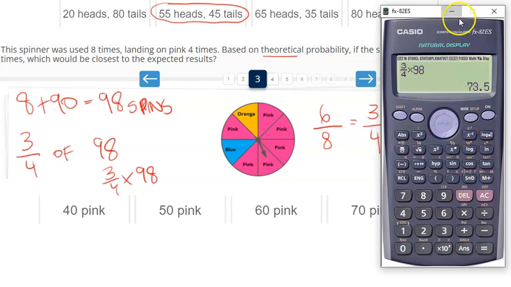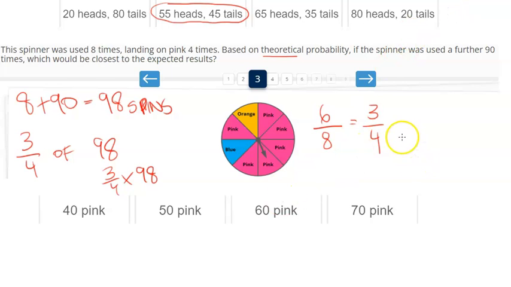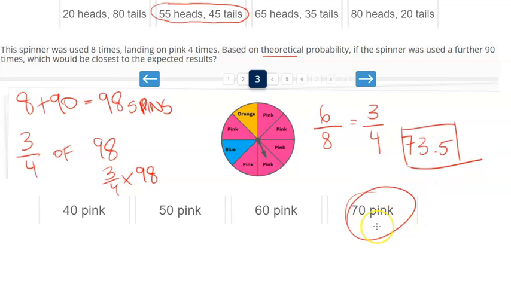73.5. So 73.5, which is closest to 70. So we're expecting at least 70 of these, theoretically speaking, to be pink. And we don't care essentially about the experiment itself, because it's not asking for experimental probability, it's asking theoretically.